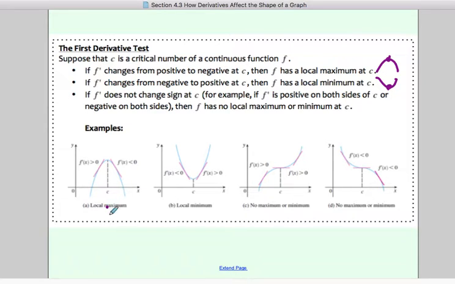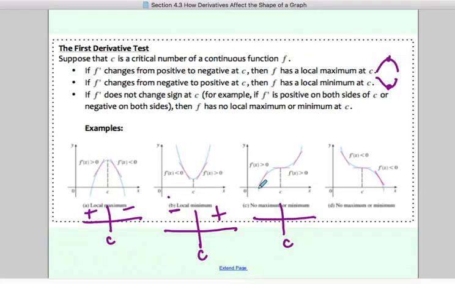Okay? So here we'd have our point c, and here we'd have a positive, and then we'd have a negative. So positive, negative, that gave us our local max. This next one, at my point c, I had negative, and then I had positive, so that would be a minimum. Now when I get to this example for c, I have positive, 0, and then positive again. So since it's positive, positive, there is no max or min. And then c one last time, we are negative, 0, negative, so negative, negative. So since there is no sign change, there is no local max or local min.